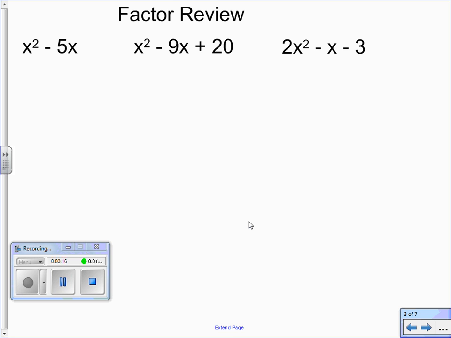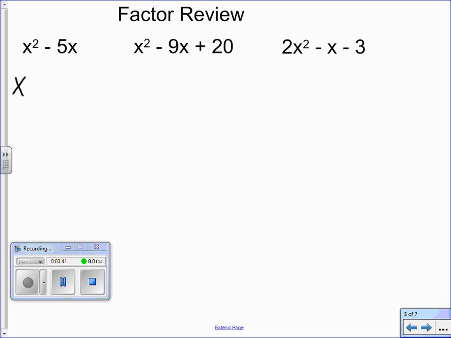So if you have something like x squared minus 5x and it only has 2 terms, all I do for 2-term polynomials is check, do they share anything in common? So what does x squared and 5x have in common? An x. So that means I can factor an x out of both terms.